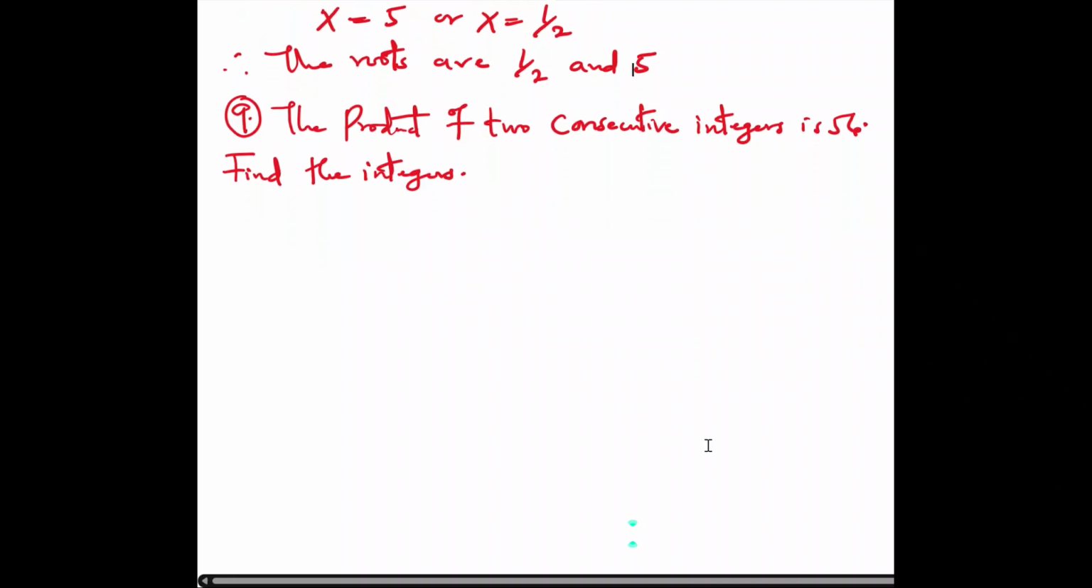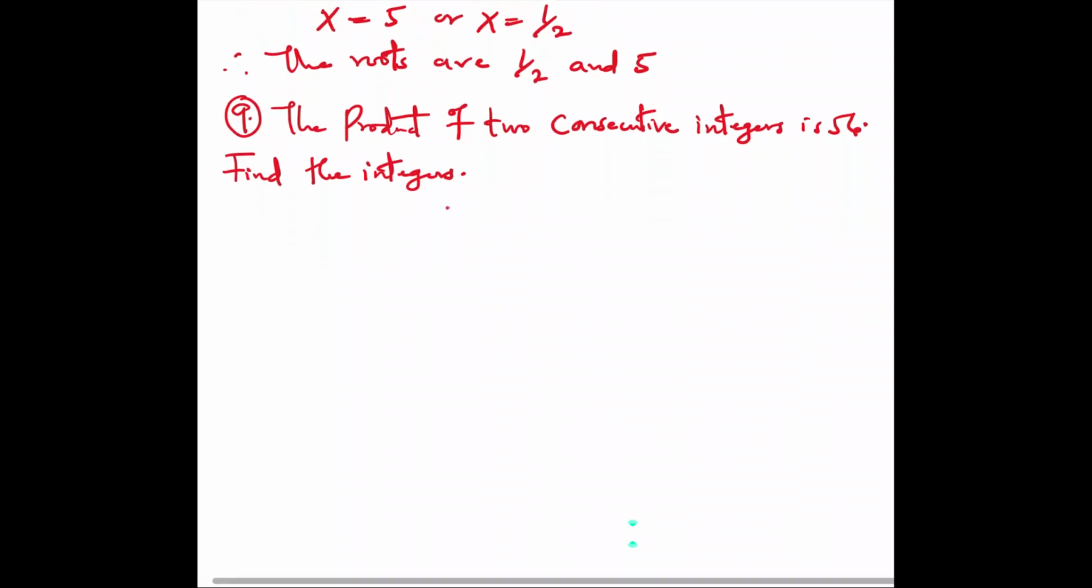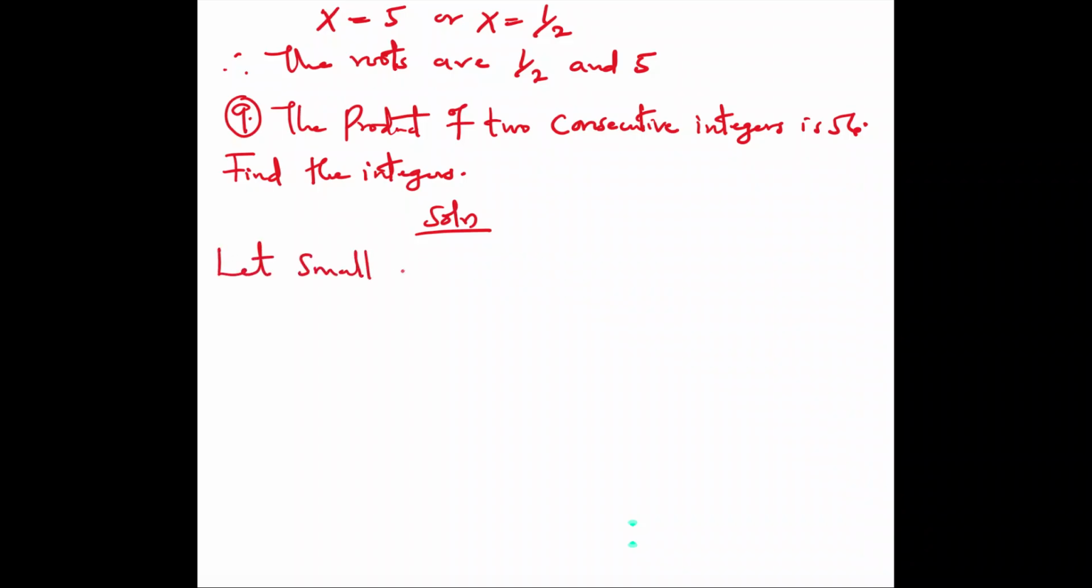Okay, so we have the last example. It says the product of two consecutive integers is 56. Find the integers. So we are looking for two integers that when we multiply them we get 56. What we can do is make the smaller integer x, and then the next consecutive integer after x will be x plus 1. So now we are finding the product of these two integers to give 56.